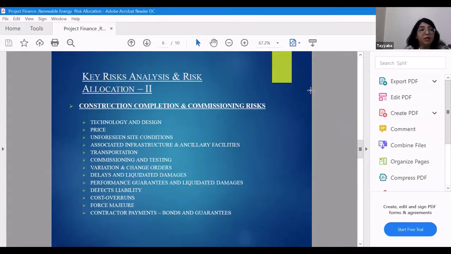Variation and change order is a very important term. Variation basically means change order, basically means that something which comes up during the construction phase, which was not initially planned or thought about, something which is not part of the EPC contractor's responsibility. For example, during construction, the EPC contractor realizes that the height of the turbine is too much, and he would need to cut down on the height. So he would have to change the technology.